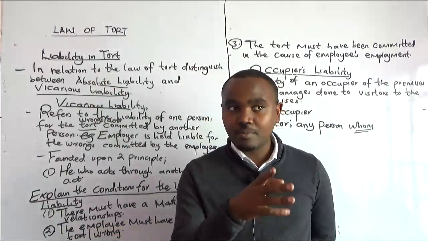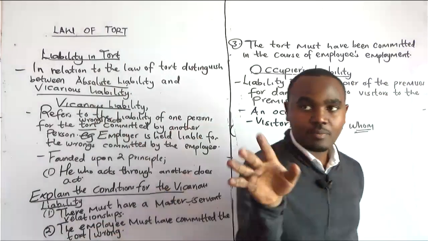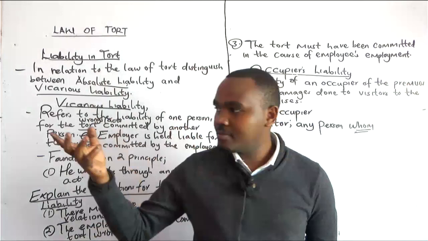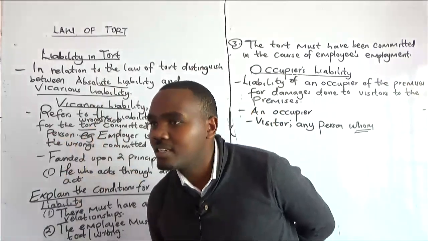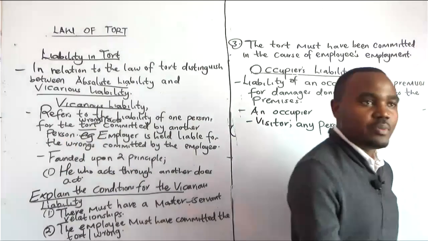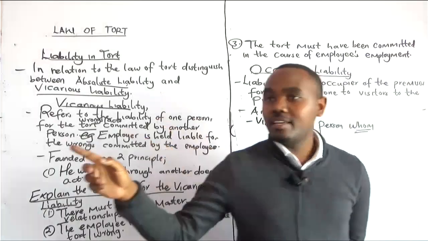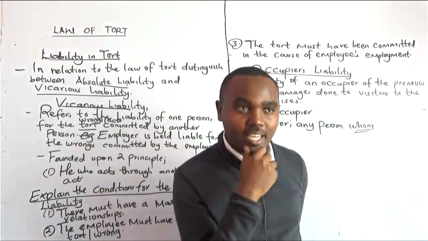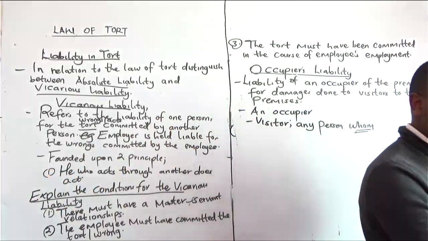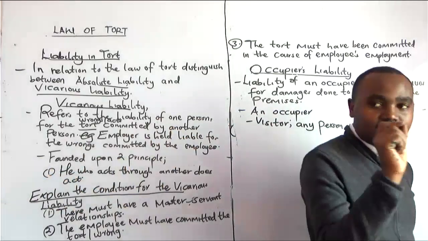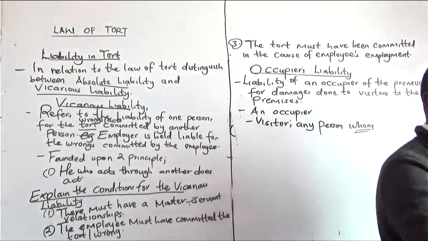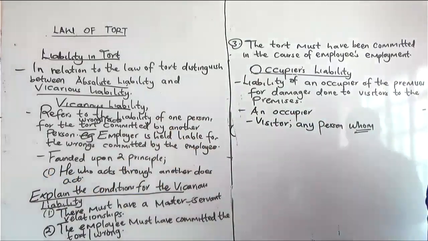I'm using that because you will find a question saying that the police entered into the house and then they suffered some harm. They were bitten by a dog. Who will be held liable there? The occupier. Because it is your duty to have a reasonable duty of care to any visitor who enters your premises.